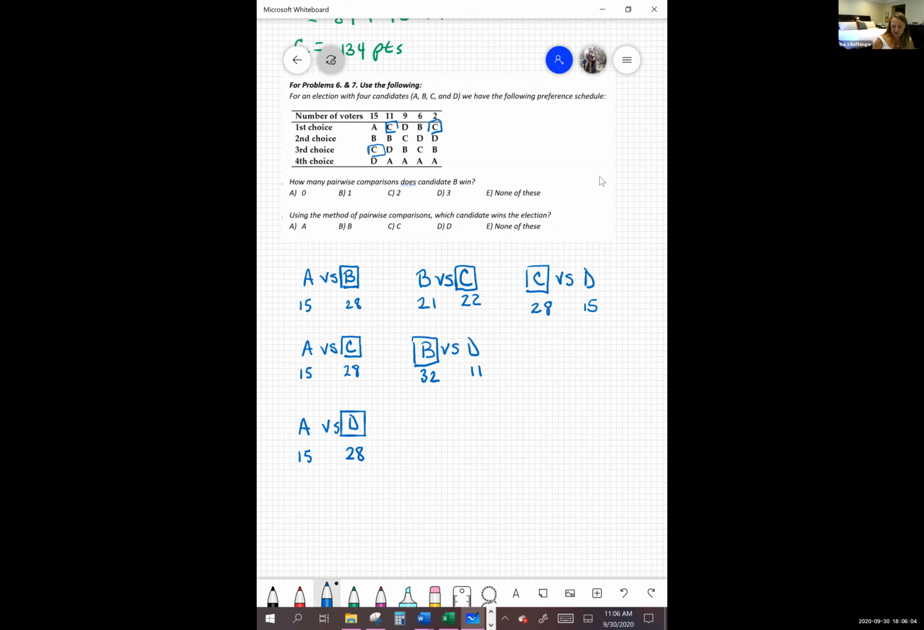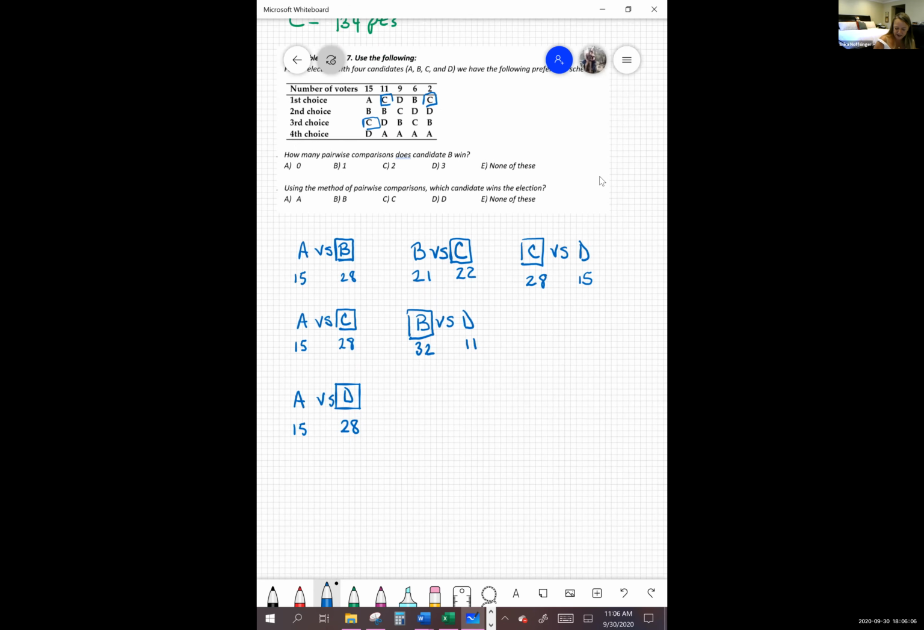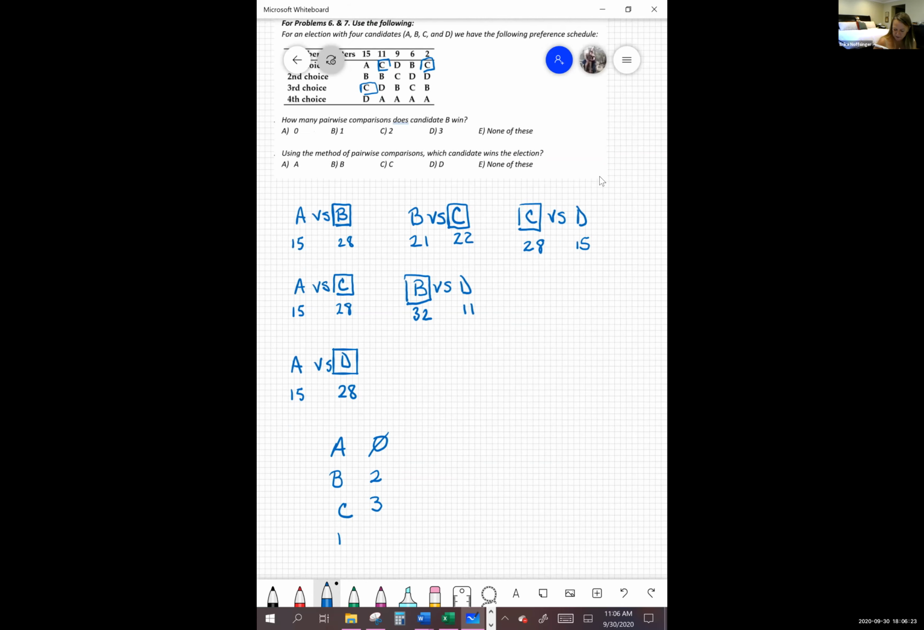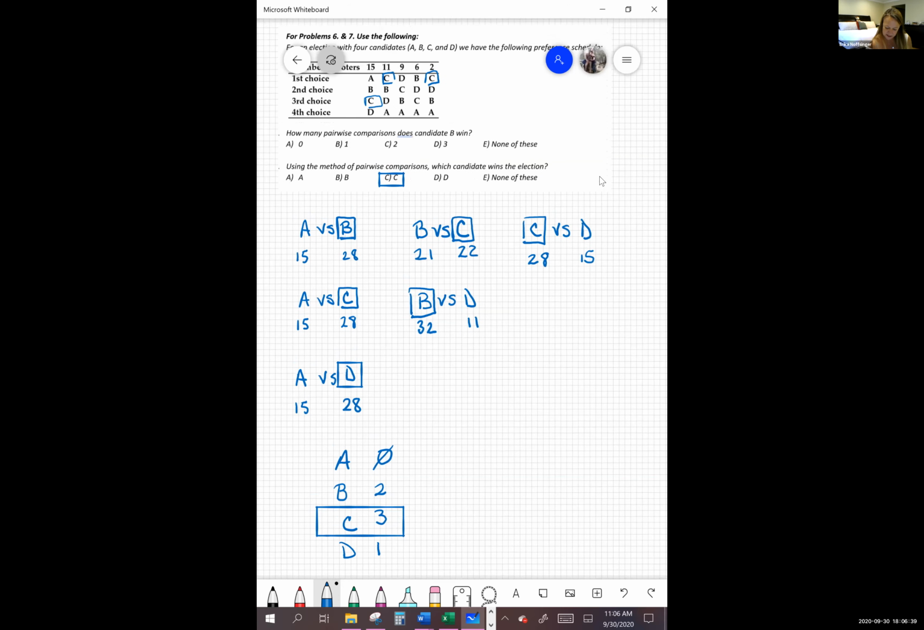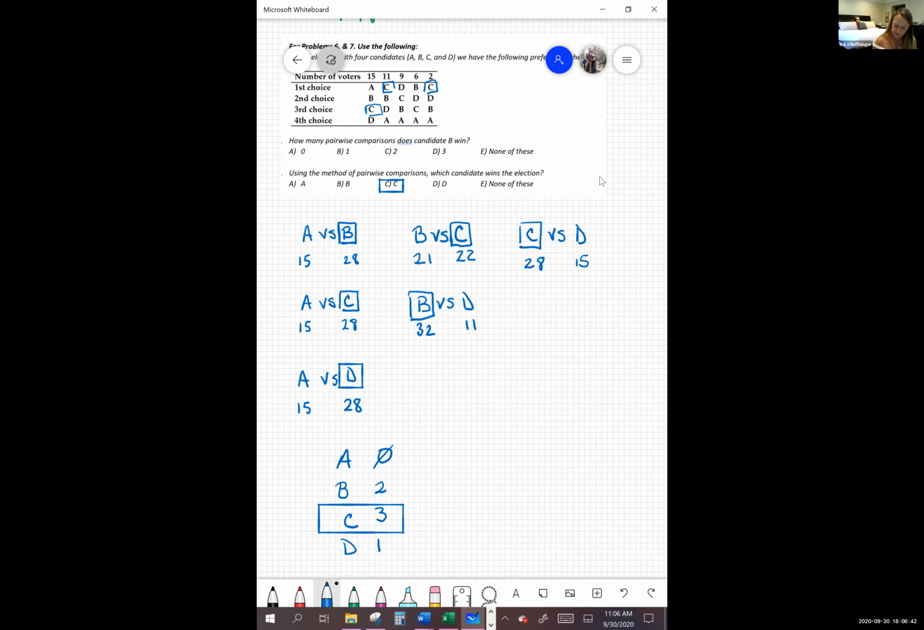Okay, so out of all of these, A pairwise has 0. B pairwise won 1, 2. C pairwise won 1, 2, 3. And D pairwise only won 1. So by pairwise comparison, C is the winner. How many pairwise comparisons did B have? We found that it was 2.